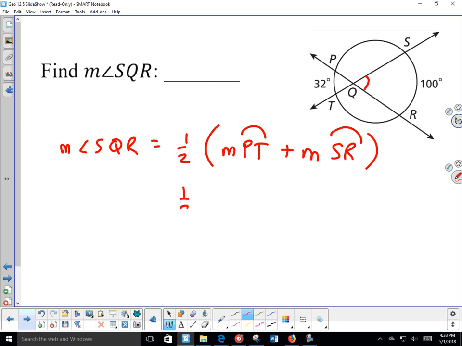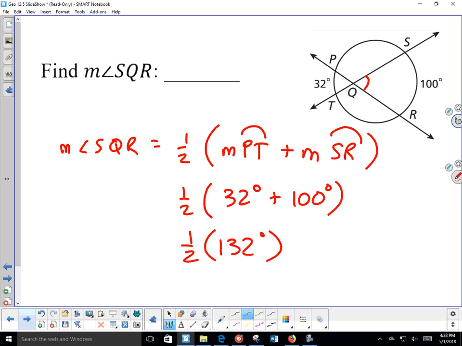Well, we see that the measure of arc PT is 32 degrees, and the measure of arc SR is 100 degrees. So we get half of 132, and half of 132, when we divide that, or multiply, we get 66. So the measure of angle SQR is going to be 66 degrees.